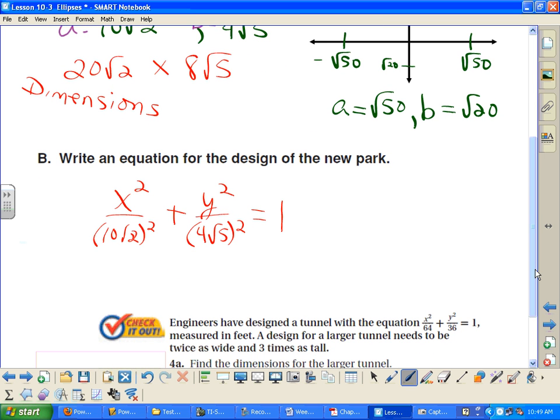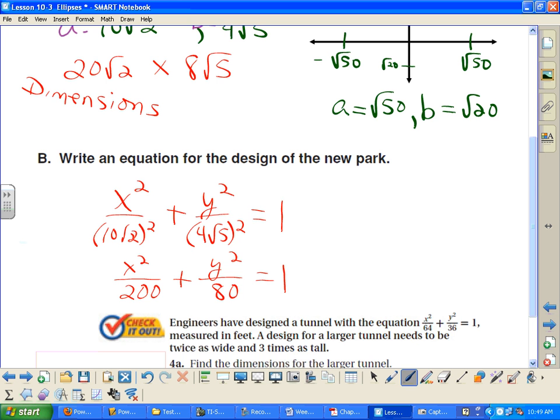So that means we're going to have x squared over, let's see, 10 squared is 100, and if we square the square root of 2, what do we get? 2. So what's 100 times 2? 200. Plus, square 4 we get? 16, and 16 times 5 is 80. And there we have that equation.